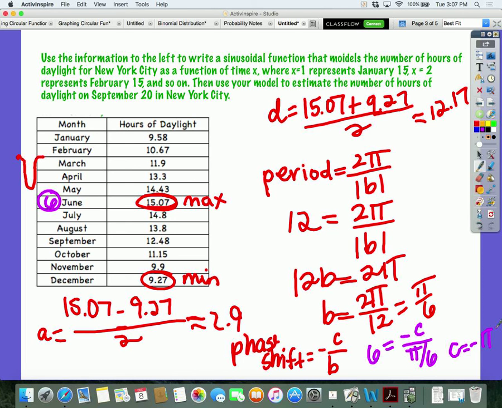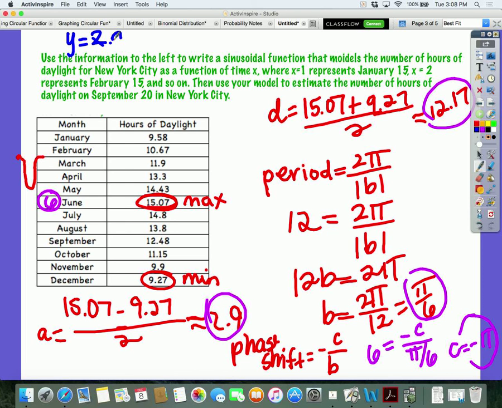So now we have our A, B, C, and D, and all we do is plug it into our formula. So it's going to be y equals A, 2.9, this is a cosine function. B is pi over 6, x, not plus, but minus c, minus negative 36 over pi, plus 12.17.